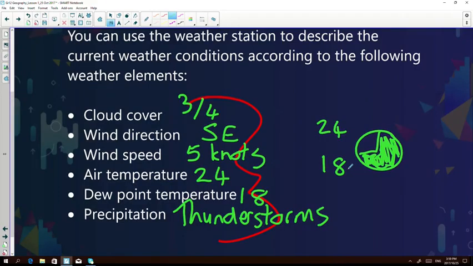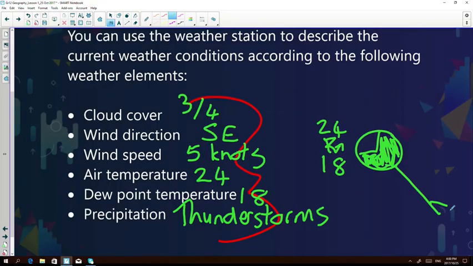The type of precipitation that we might experience during the day, or are experiencing during the day, is thunderstorms, and the symbol for thunderstorms looks like that. Our wind direction is southeast, and our wind speed is 5 knots. Now this is how you draw a weather station model, and if you need to describe a weather station model, once again, refer to your temperature. It's 24 degrees Celsius. It's 18 degrees dew point temperature. We're experiencing thunderstorms. We have 3/4 cloud cover. The wind direction is southeast, and wind speed is 5 knots.